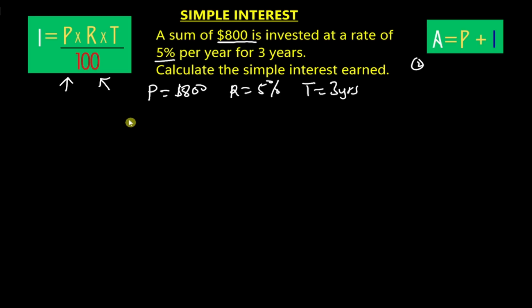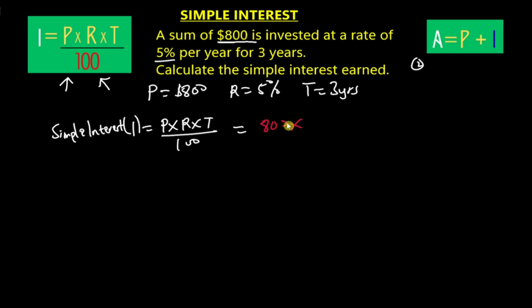Now let's write the formula over here, the same formula, which is I is equal to P times R times T all over 100. The I is the simple interest, so we can just write simple interest. Now let's substitute the values into the formula. The P is 800, the R is 5, and the time T is 3, all over 100.